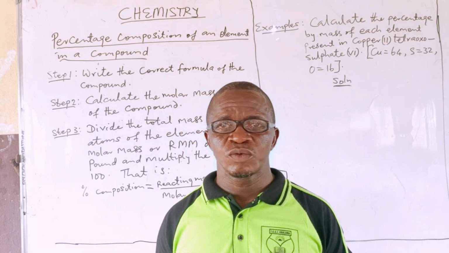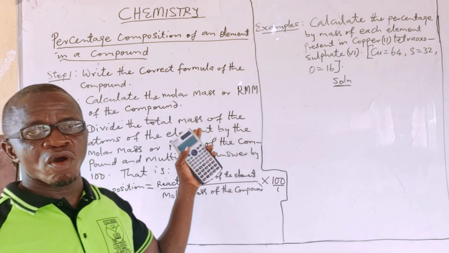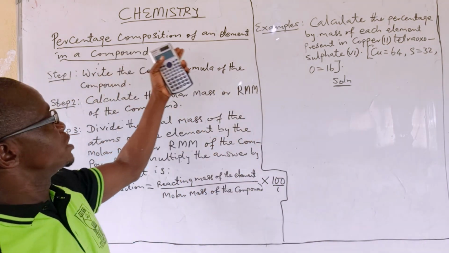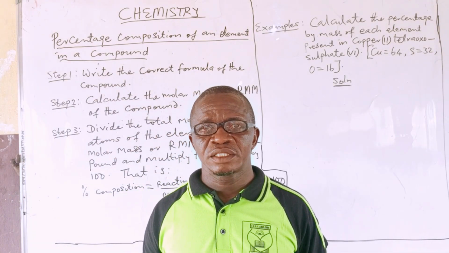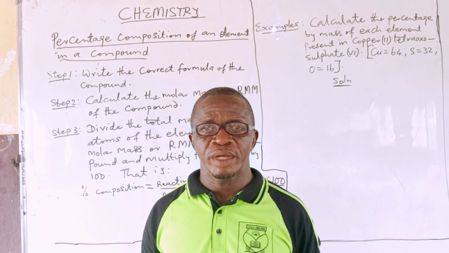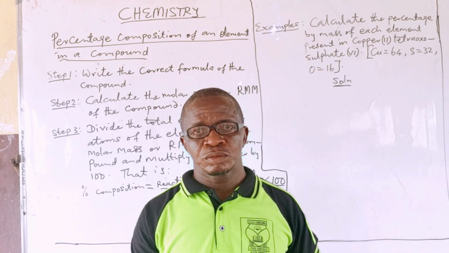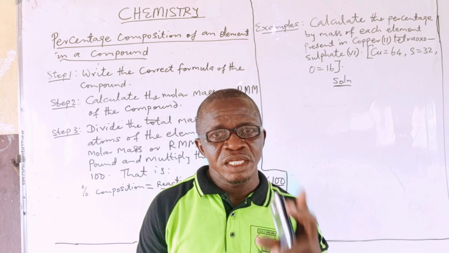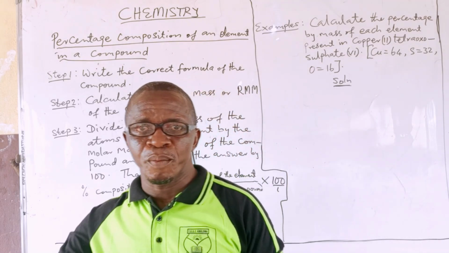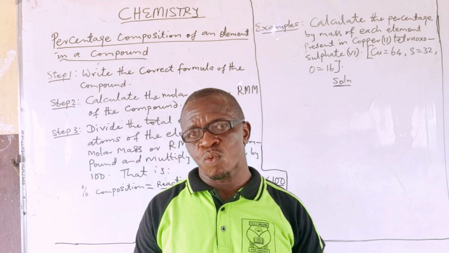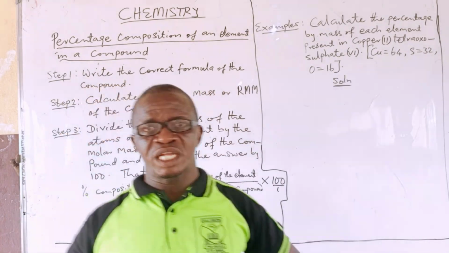In our class today, we are going to talk about percentage composition of an element in a compound. Every compound contains more than one element. So, what portion is occupied by this particular element and what other portion is occupied by this other element? That's what we are going to calculate in percentage.